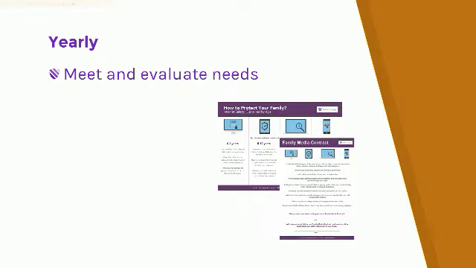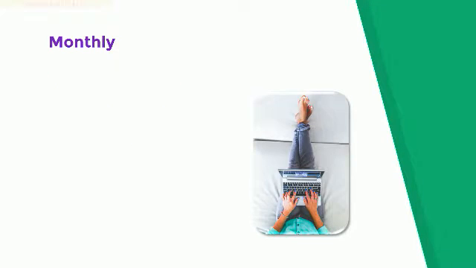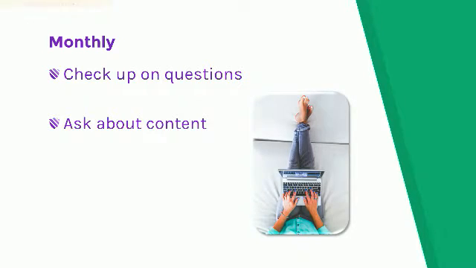So then some things to consider with yearly. Meet with your child individually and evaluate their needs that they have. Are they changing as they get older? And then evaluate their media contract based on what you think they need. Every month, talk with your children about what questions they may have. Ask them questions and offer them to ask you questions. Ask about the content that they're visiting as well and what they're seeing online and if they have any concerns.